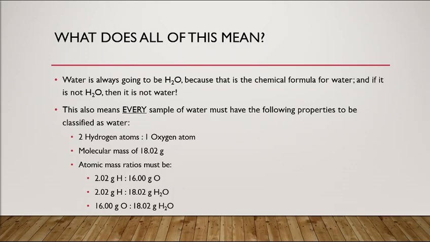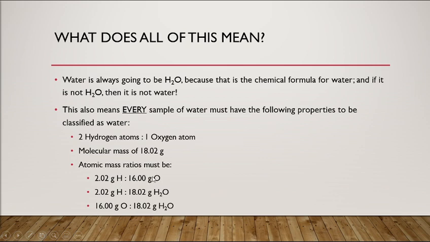And so we know it has to have 2 hydrogen atoms and 1 oxygen atom. We know the molecular mass has to be 18.02 grams because each hydrogen is 1.01 and the only oxygen is going to be 16 grams per mole. And so because of this, we know the atomic mass ratio of this must be about 2.02 grams of hydrogen for every 16 grams of oxygen, or the mass of 2 hydrogen atoms to the mass of 1 oxygen atom.